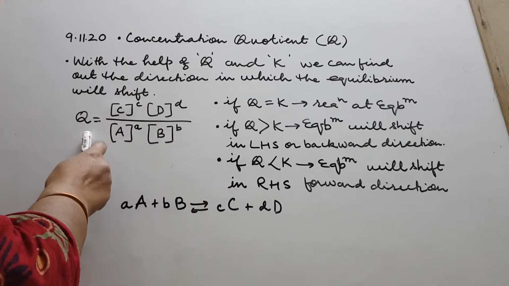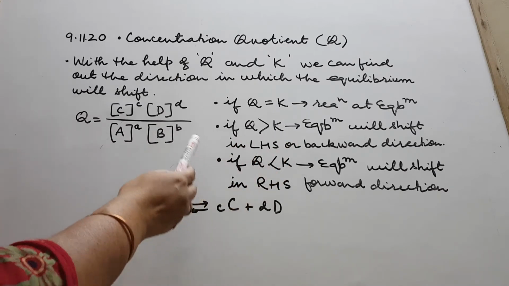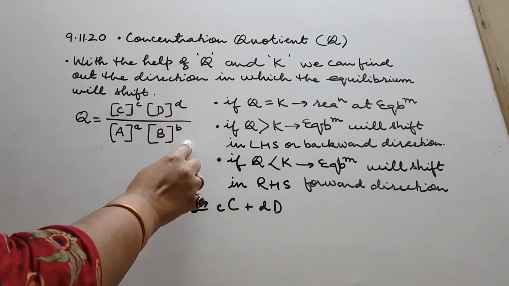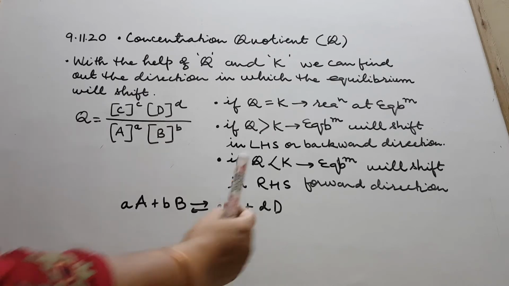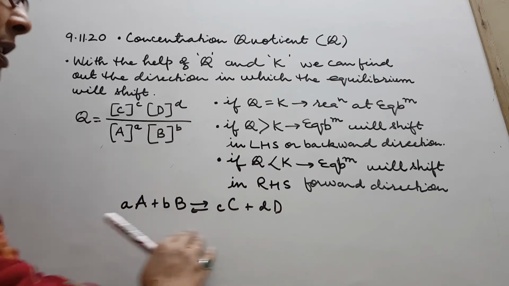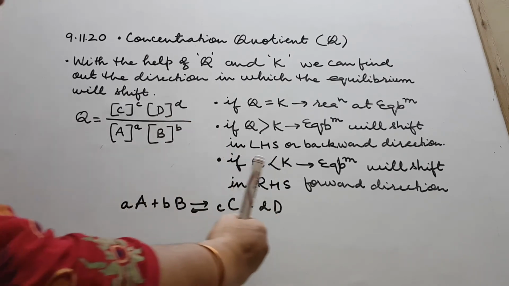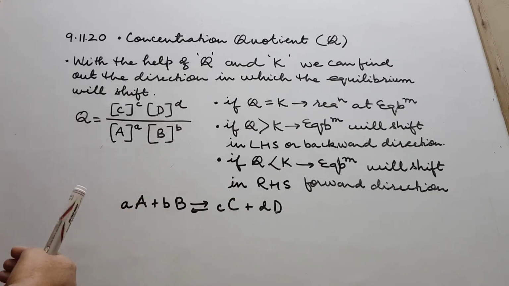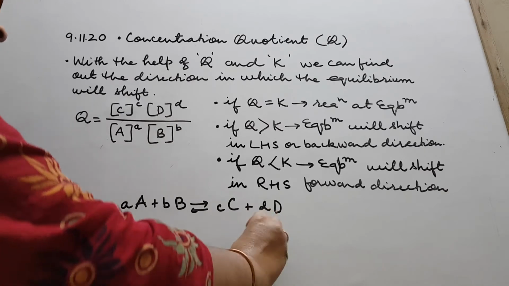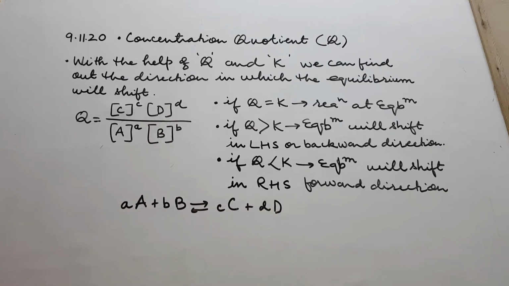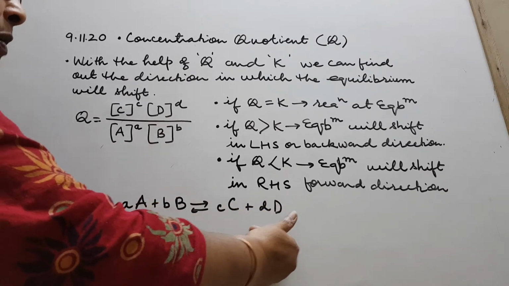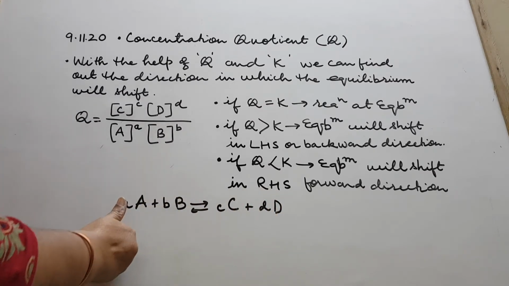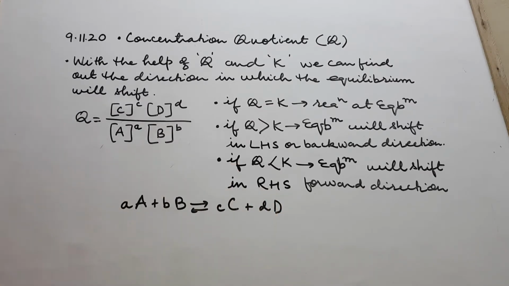So when Q is more than K, it means this amount is more, this is less. So when this is less, the reactant is less, so-called reactant for this particular reaction. So equilibrium will shift to the left hand side, or say in the backward direction, meaning more of this will try to convert back into A plus B, right? The reaction will prefer the backward direction. So the equilibrium will shift towards the back side, or say LHS.